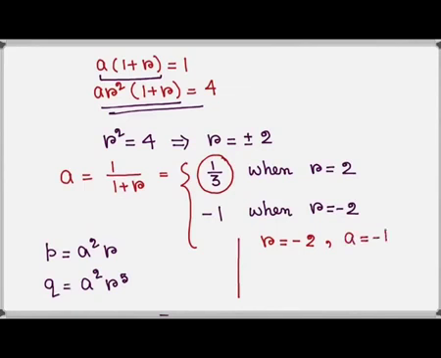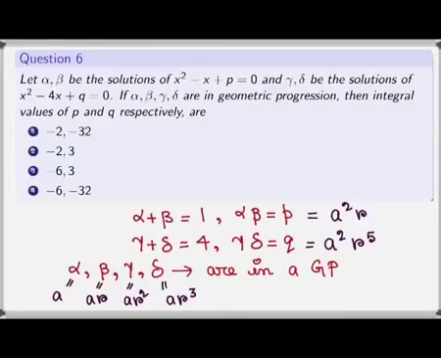So the value of P is -2 and the value of Q is -2 to the power 5, that means -32. So here the first option is correct.